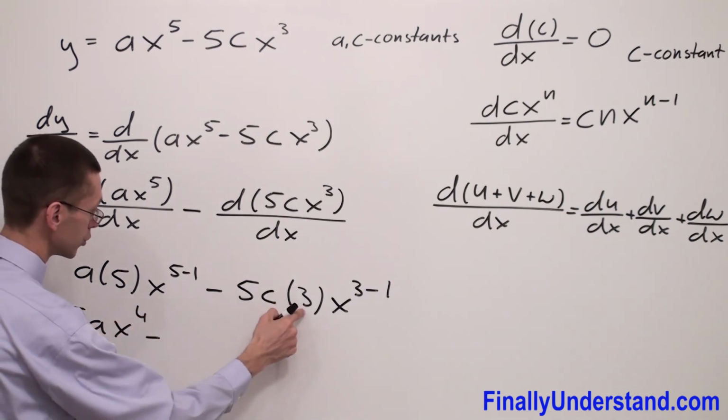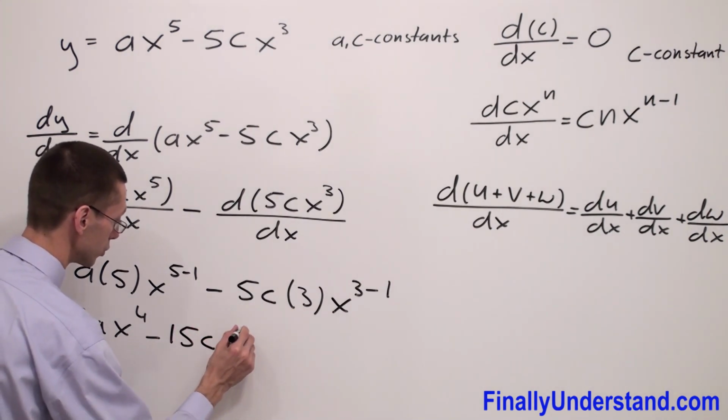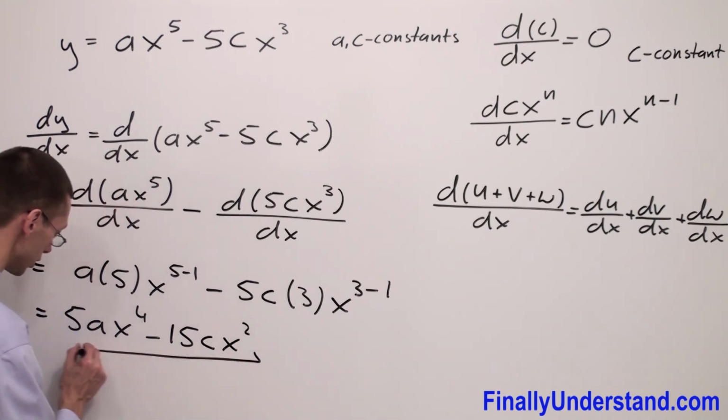minus 5 times 3 is 15 c x to the second power. And this is the solution to my problem.